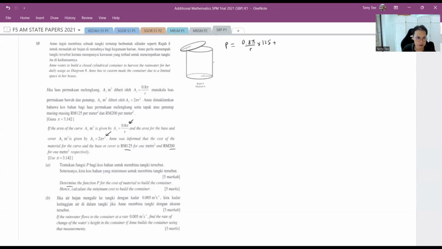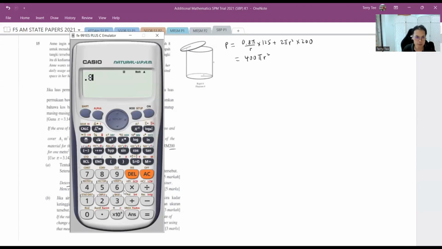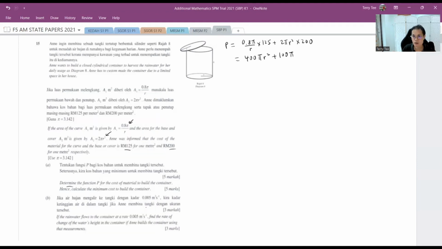And for the top and bottom, we know the area is 2 pi r squared. We multiply by 200. Let me put this together. 200 times 2 is 400 pi r squared. 0.8 multiplied by 125, you get 100. So this is 100 pi over r. So this is your cost function.